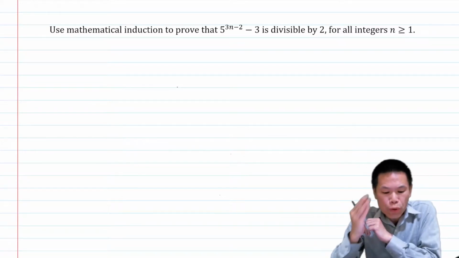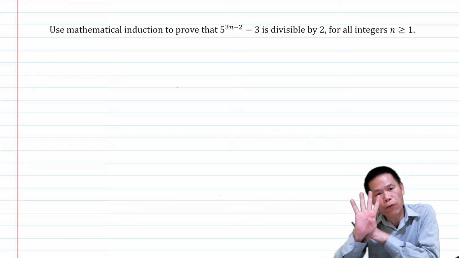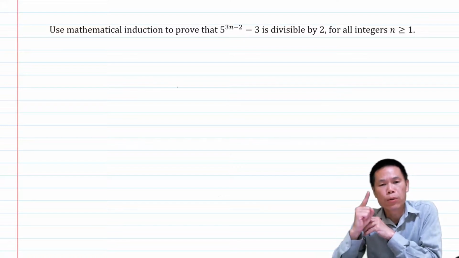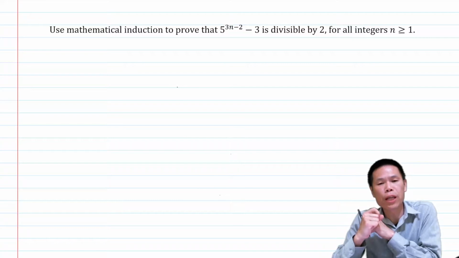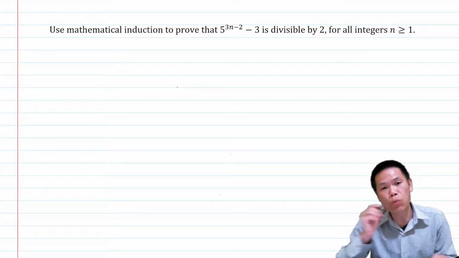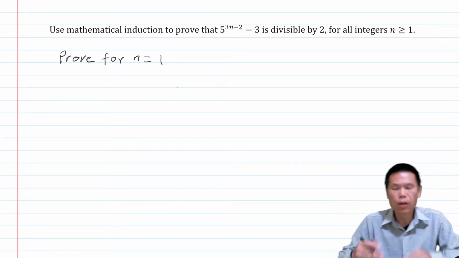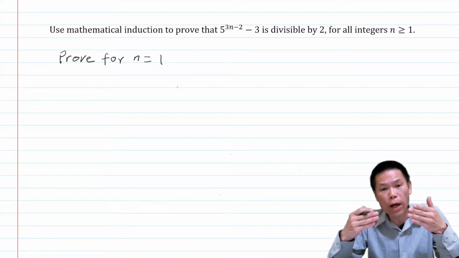Now, to prove this statement is divisible by 2, remember we need to follow 4 steps. So let's go straight into it, okay? Step number 1, we need to show the statement is true for n equal to the smallest number first. So in this case, the smallest number is 1. So this means that n is replaced with 1.